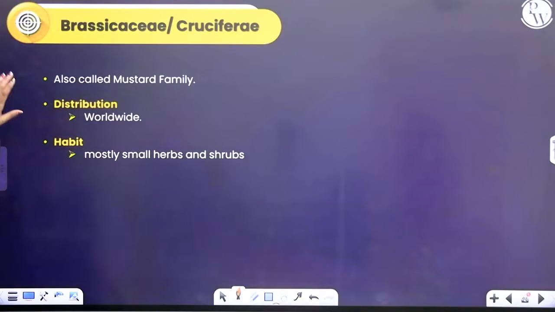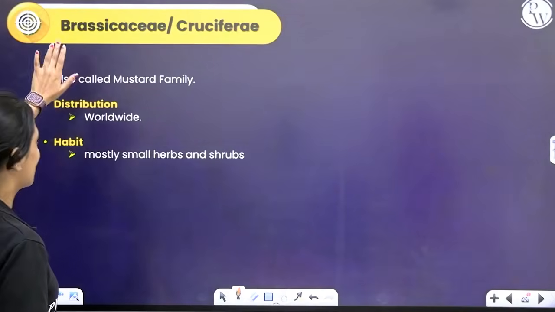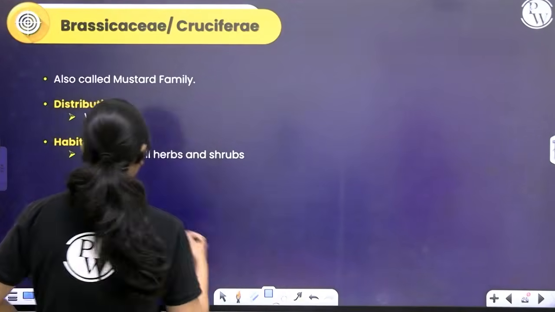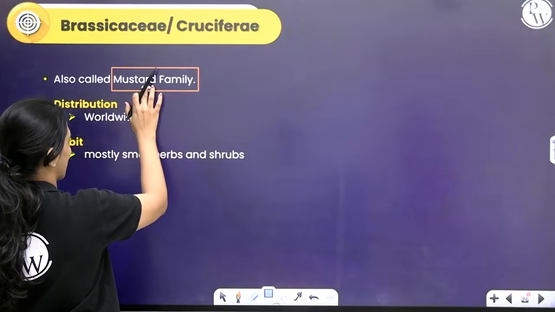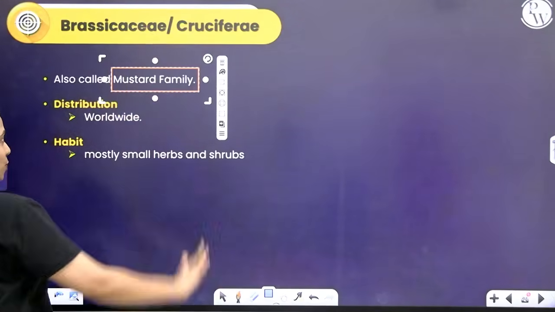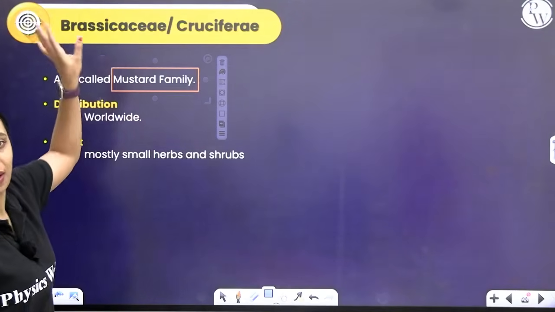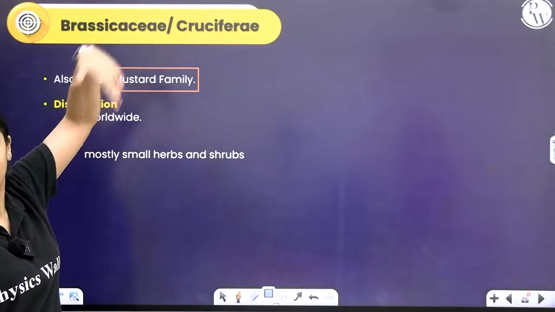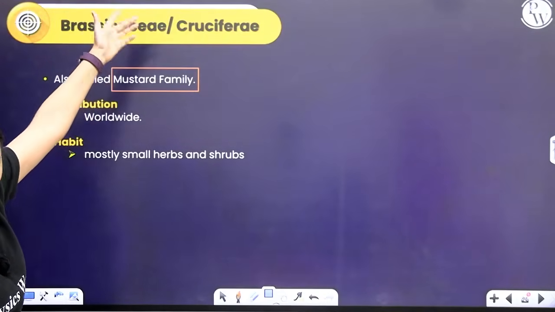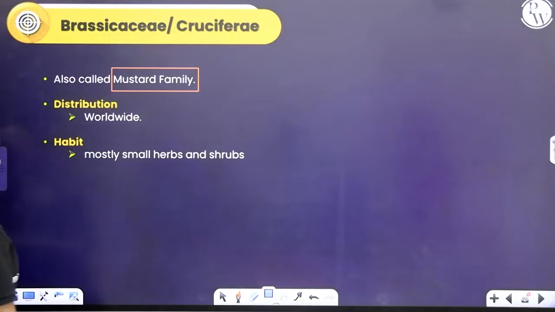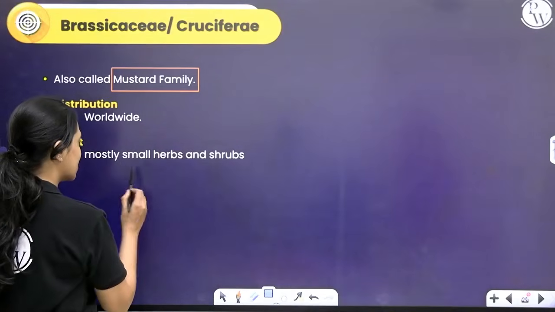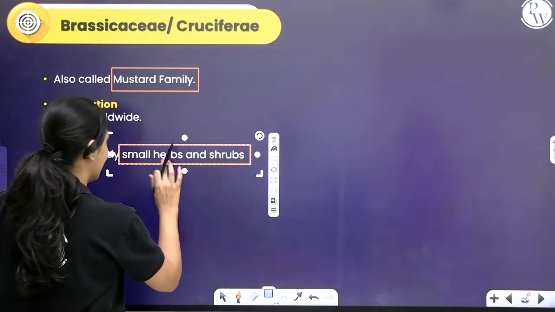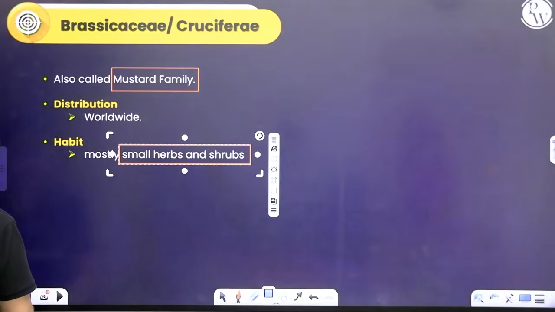Let's start with the distribution and habit. Brassicaceae is also called Cruciferae. In common terms, it is the mustard family. It includes mustard, which is the most popular plant in this family. Distribution: members belonging to this family can be seen across the globe, so worldwide. Habit, whether it's a herb, shrub or tree: you don't see trees here. Mostly they are very small herbs and shrubs, similar to the mustard plant.